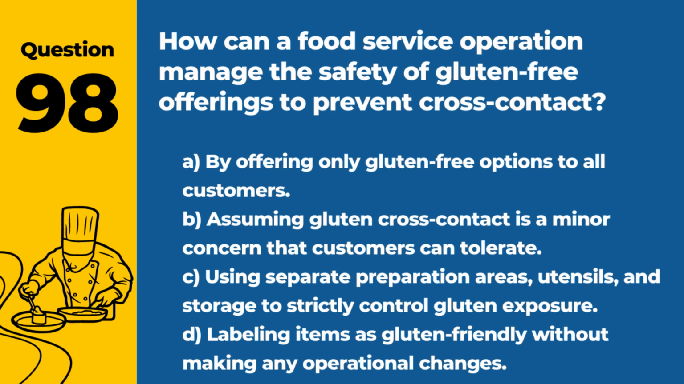A. By offering only gluten-free options to all customers. B. Assuming gluten cross-contact is a minor concern that customers can tolerate. C. Using separate preparation areas, utensils, and storage to strictly control gluten exposure. D. Labeling items as gluten-friendly without making any operational changes.